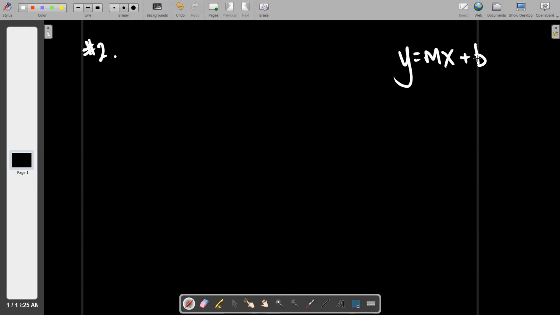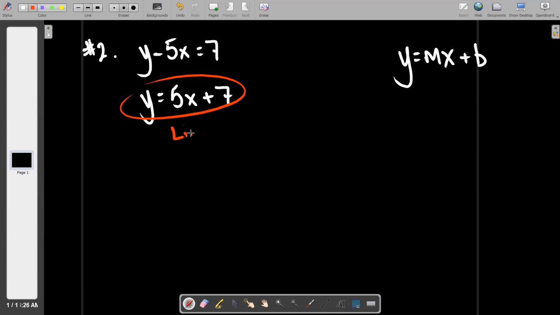When you look at it, A is pretty obviously linear, but the point is on A, what I'm given is y minus 5x equals 7. If I were to add that 5x to the other side, then I would get y equals 5x plus 7, right? So I have made it fit the mold of just a typical slope-intercept equation. Because I was able to make it look like y equals mx plus b, I can state that this is in fact a linear function. So I would just put a circle around this and say it's linear.